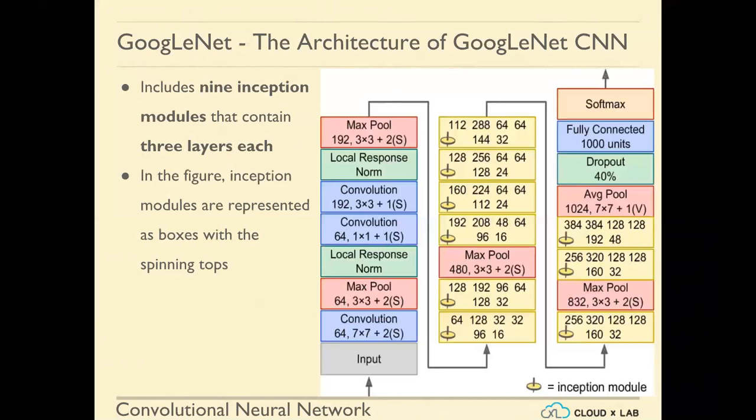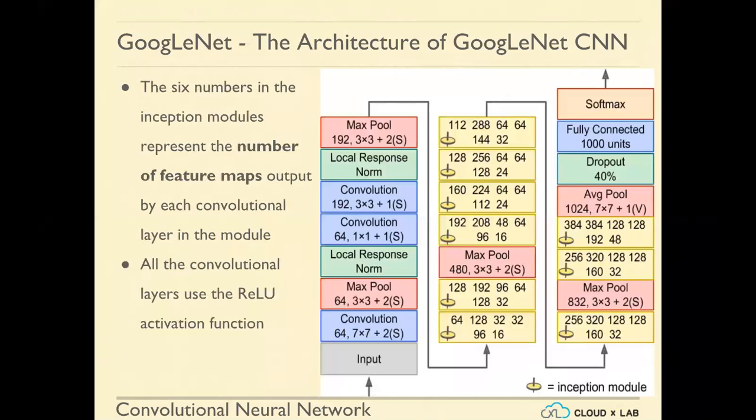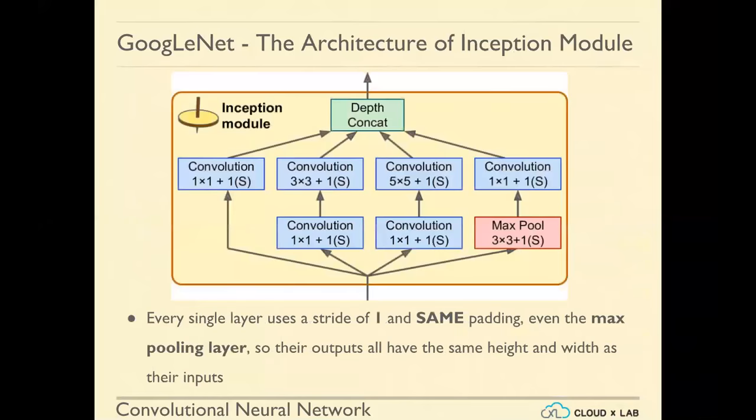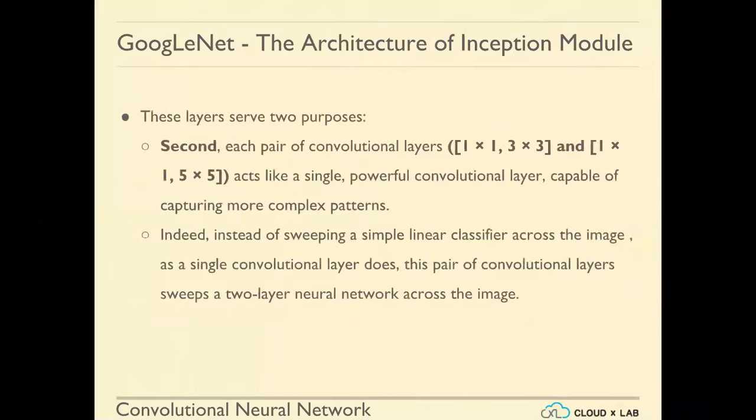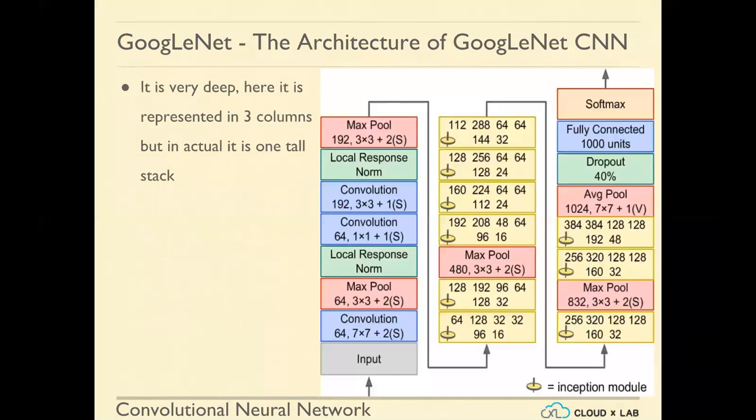Okay, in this figure, inception modules are represented as boxes with a spinning top, and the 6 numbers in the inception modules represent the number of feature map outputs by each convolution layer in the module. Okay, so let me just show. Here, right? So there are a total of how many numbers? 4 plus 2, 6, right?